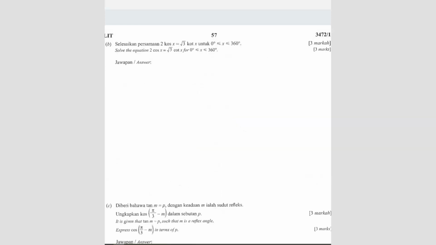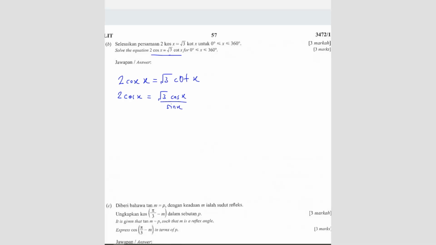Okay, question B. Solve the equation 2 cos x equals root 3 cot x for this range of x. Let us copy this down: 2 cos x equals root 3 cot x. First thing we can do is change cot to cos over sine, so you get root 3 cos x over sine x. Now we can bring all to one side.